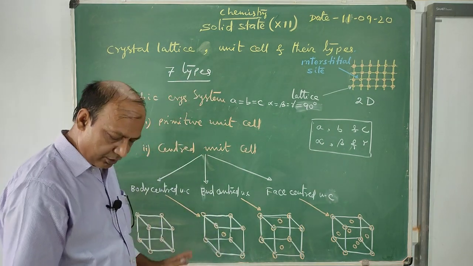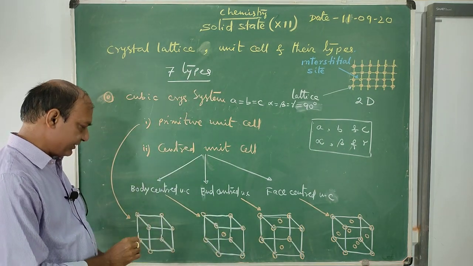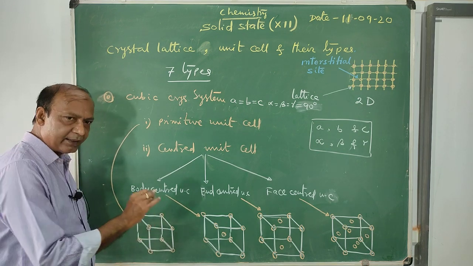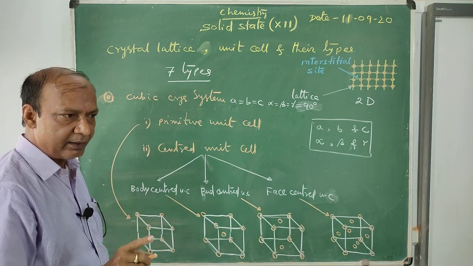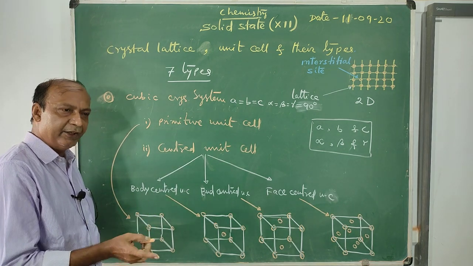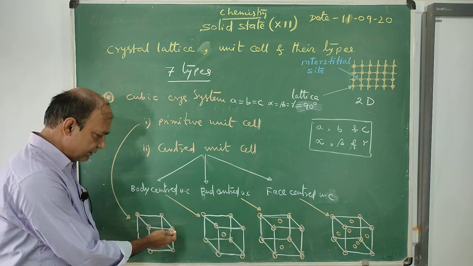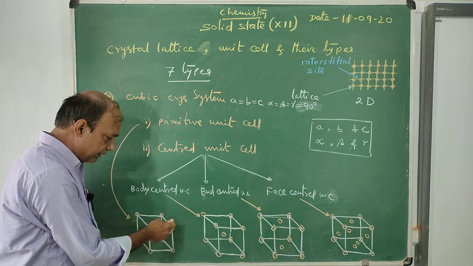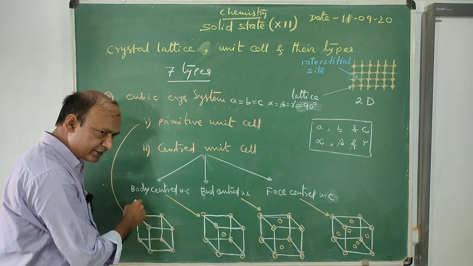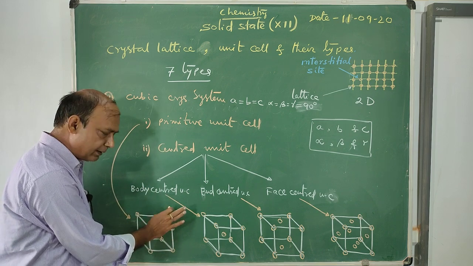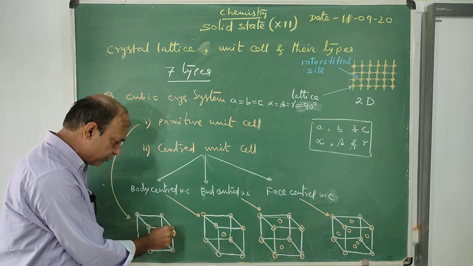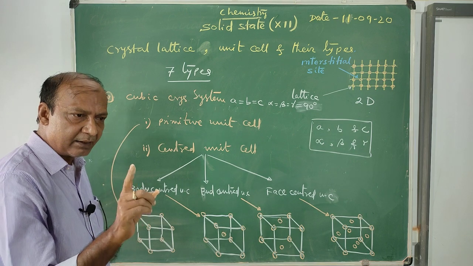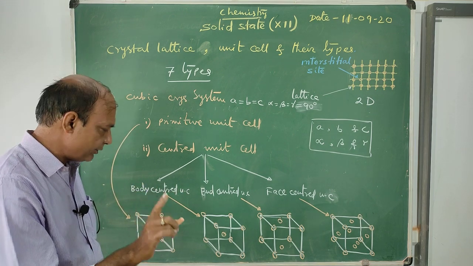Now the next point is contribution. How many particles are there? This is a particle, a constituent particle. A particle which is at the corner is shared by 8 unit cells. See, this is 1 unit cell, another next unit cell on this side, next unit cell on this side, 4 on the same plane, 4 above the plane. So the particle which is at the corner is shared by 8 unit cells in total.